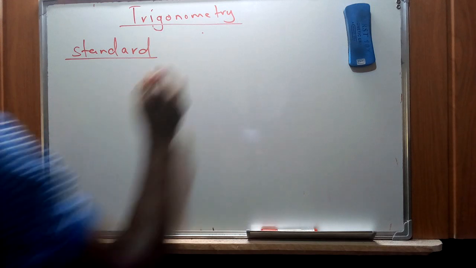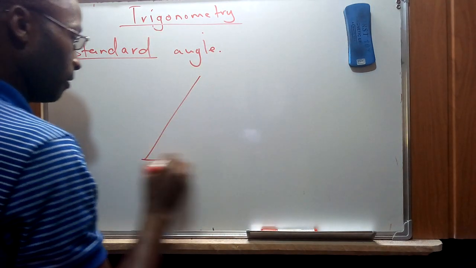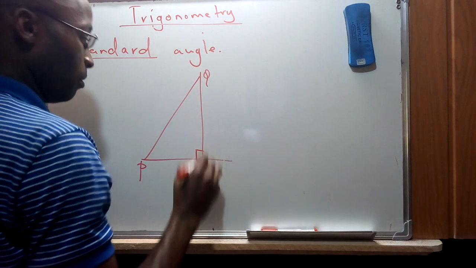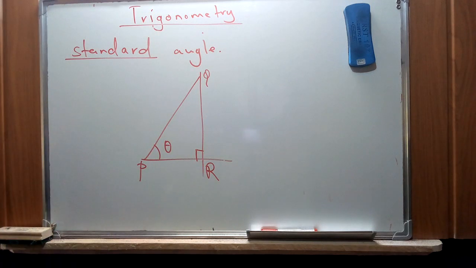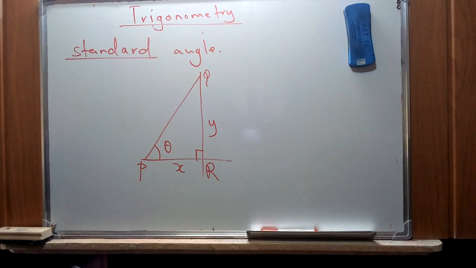So we're going to see the concept of a standard angle. Now if I give the figure that I just mentioned about the P, Q, and R, and then there's an angle theta that is formed in between here. This is side X and Y. There are specific names that you're going to assign to those particular sides and the angle that we've talked about. But an angle in standard position is the one that is formed in a rectangular coordinate system.